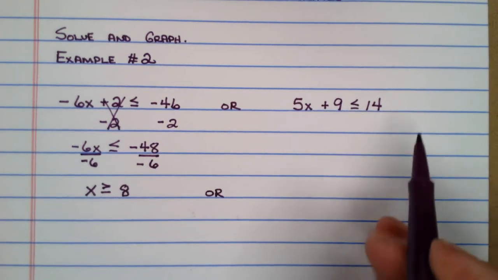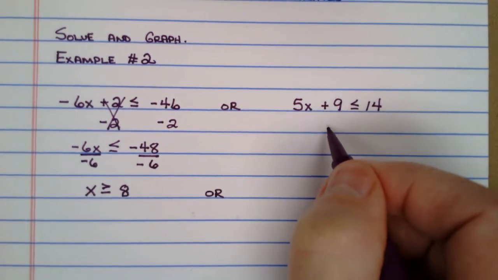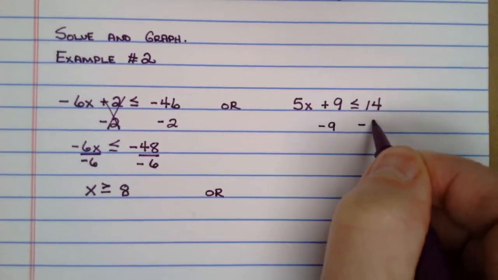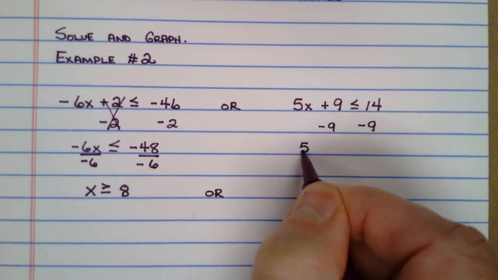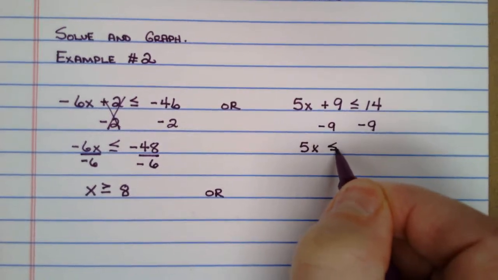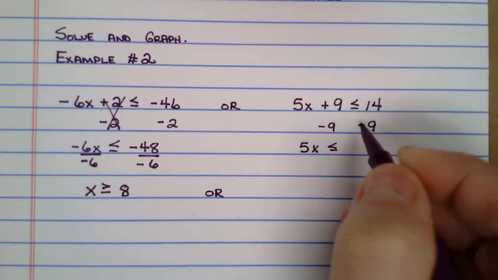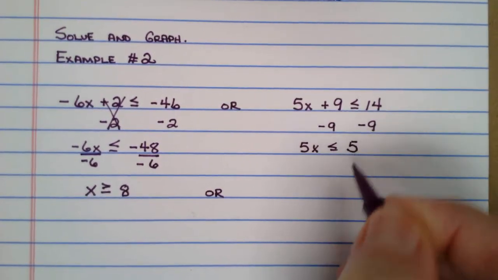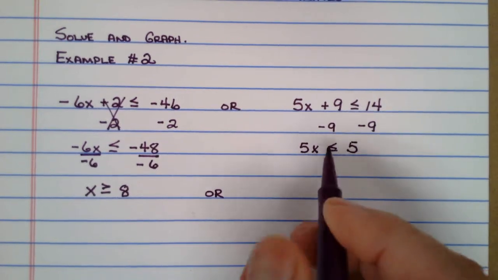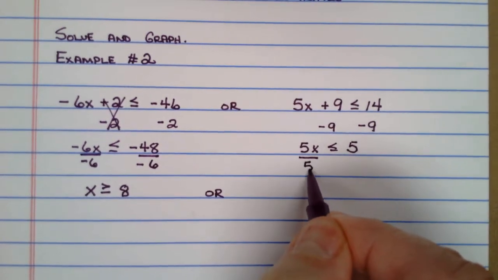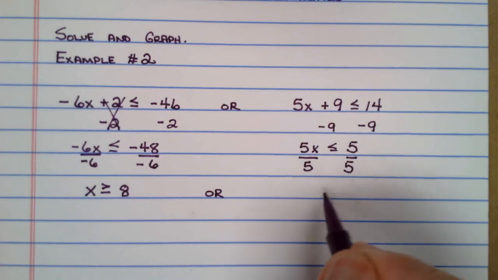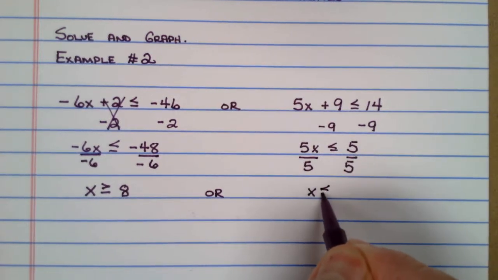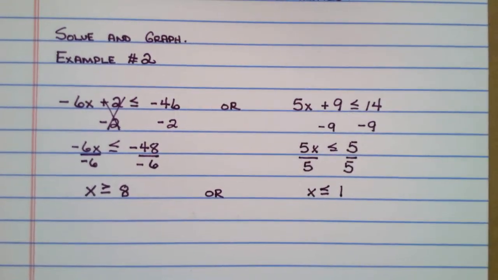Do my adding and subtracting first. Opposite of positive 9, negative 9. 14 minus 9 is 5. The opposite of multiplying by 5 is dividing by 5. X is less than or equal to 1.